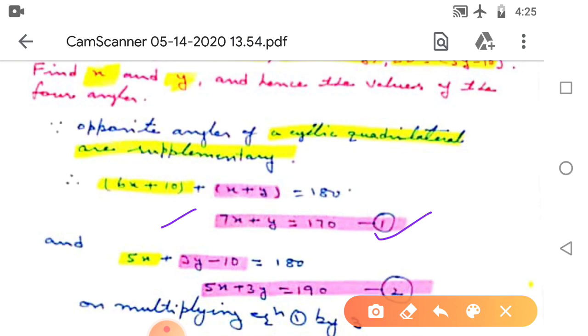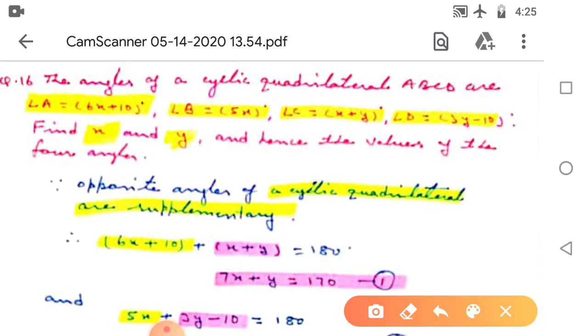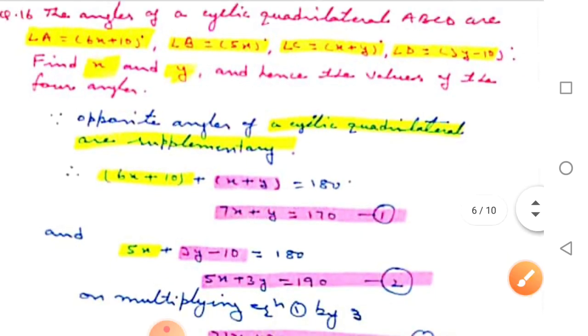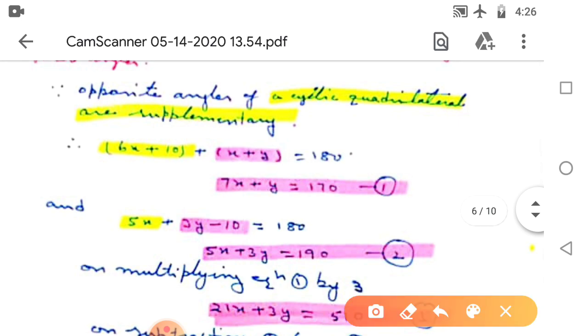And now take angle B. Angle B is 5x and angle D is 3y minus 10. So angle B plus D is again 180. Cyclic quadrilateral opposite angles are supplementary. So 5x plus 3y minus 10 is equal to 180, and finally 5x plus 3y is equal to 190. So in front of us we have two equations: 7x plus y is equal to 170 and 5x plus 3y is equal to 190.